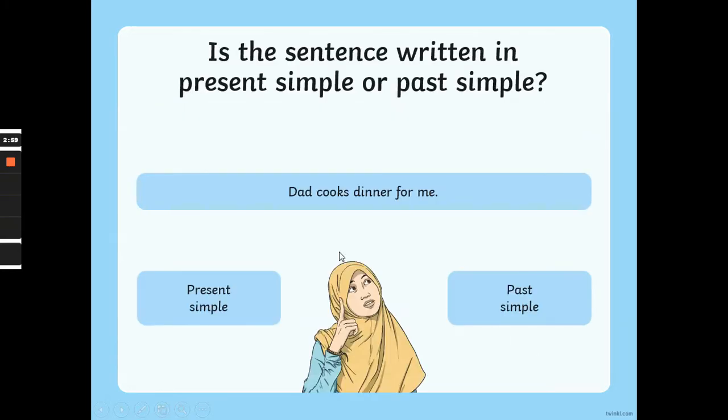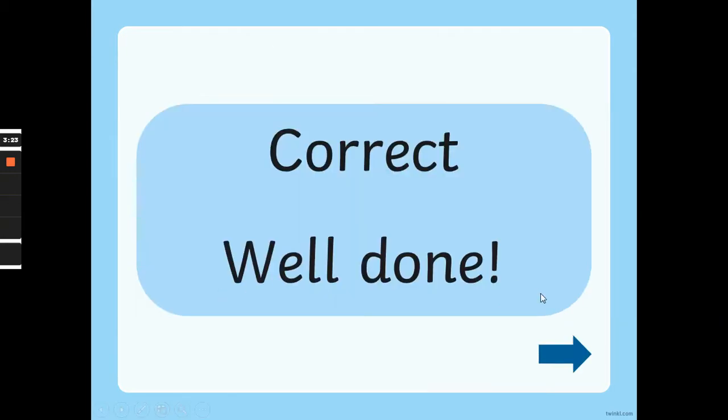Good job. Dad cooks dinner for me. Is that in the present or is that in the past? Dad cooks dinner for me. I think if it were the past, it would have been Dad cooked dinner for me. That's what I would say. If I was thinking it's already happened, I would say Dad cooked dinner for me. So I think it's in the present.